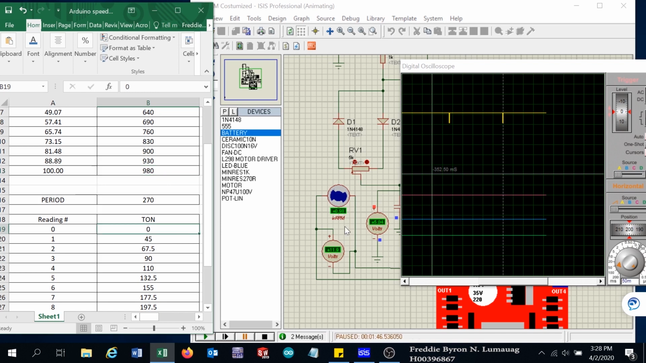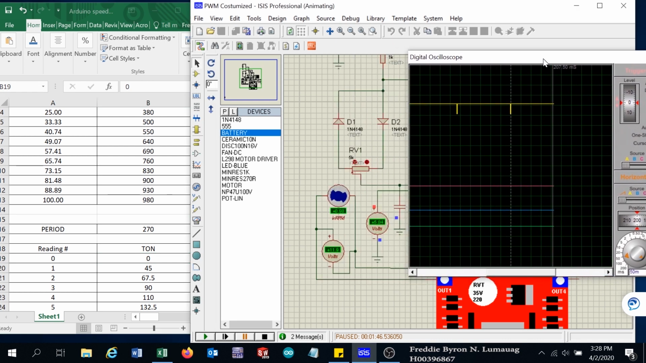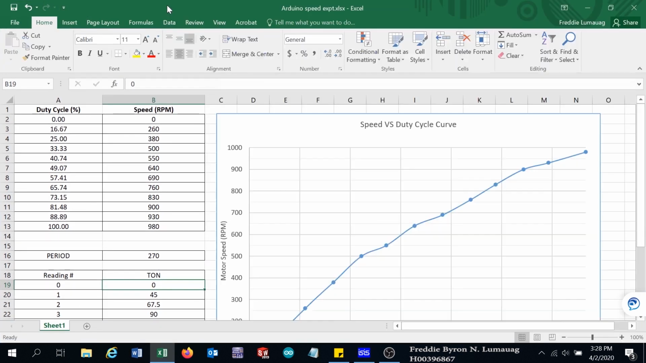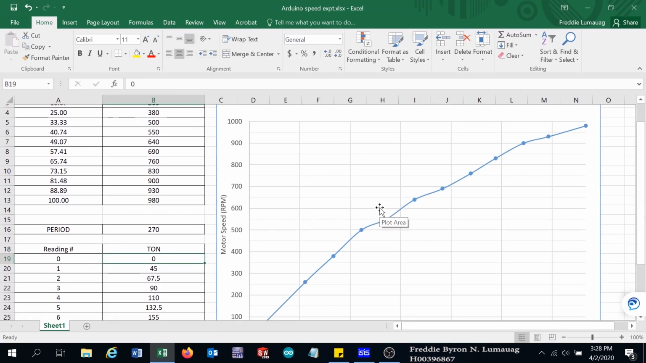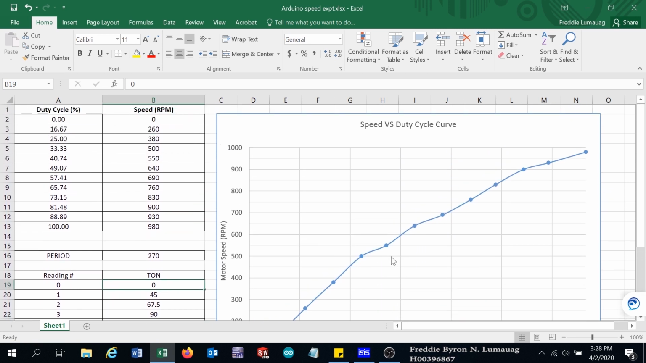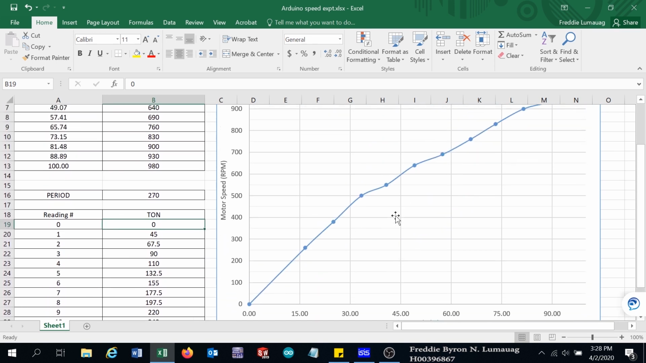At this moment, it cannot reach that speed, depending upon the circuit limitations that we are having. But in this experiment, at 100%, the speed is 980, and we have plotted the characteristics of speed versus the duty cycle.